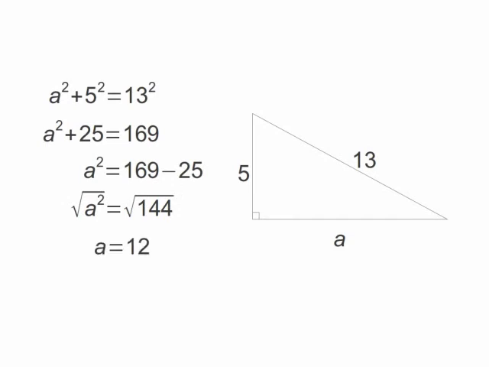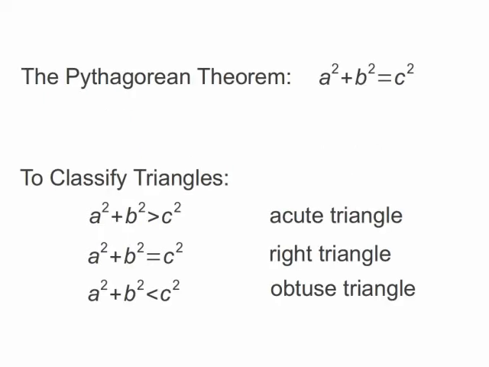If you recognize this as a Pythagorean triple problem, pat yourself on the back. The Pythagorean theorem allows us to find missing side lengths in a right triangle and to classify triangles.